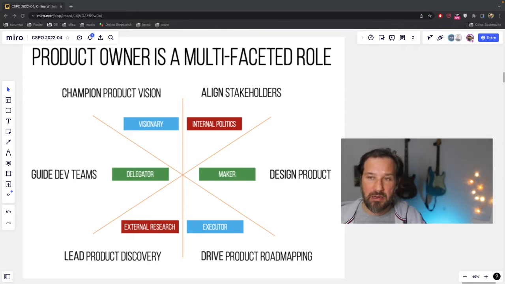Let's look at the aligned stakeholders. That would be on the top right, 1 a.m. The skill that you need to practice there, I call internal politics. And I mean politics in a good way, right? Politics can also be good. So what are you doing there in this field? Well, you are, first of all, trying to align not only with your stakeholders, but also doing different kinds of facilitation to make sure your stakeholders are aligned.